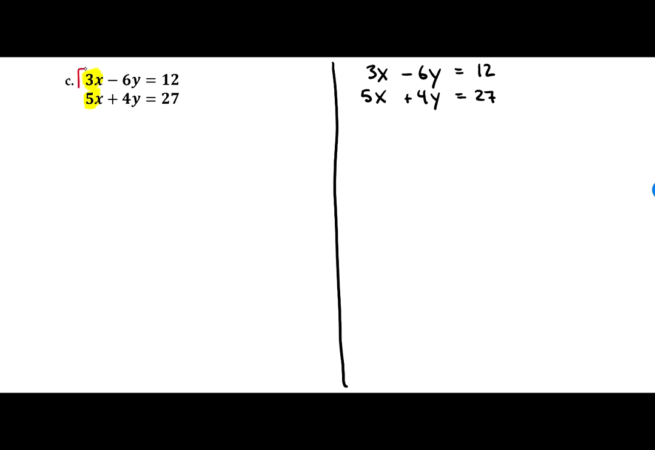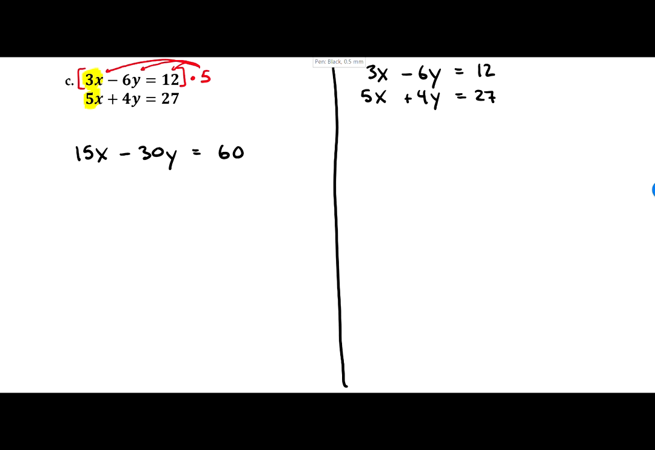So if we take the first equation and multiply by 5 to both sides, then that 3x will become a 15x. And then we'll have a minus 30y is equal to 60. 6 times 5 is 30. 12 times 5 is 60.